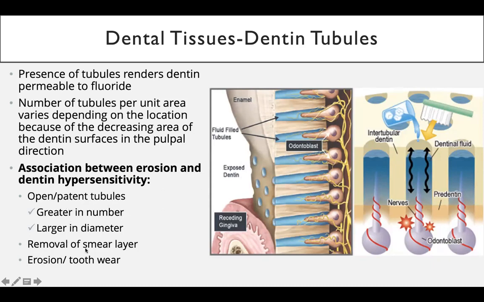And removal of the smear layer, the outer layer, when it's removed, and then there is erosion or tooth wear. So dentin becomes hypersensitive in 3 cases: when there are dentinal tubules more in number and larger in diameter, if there is a removal of smear layer, and if there is erosion, tooth wear, or cavity, or abrasion, attrition, abfraction, right?